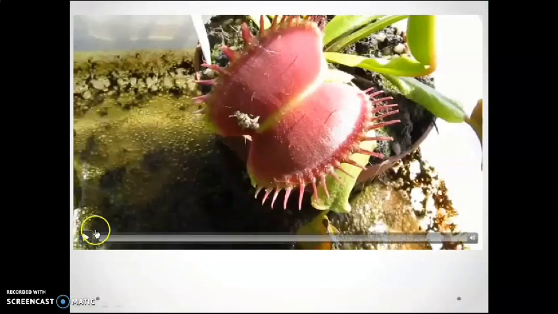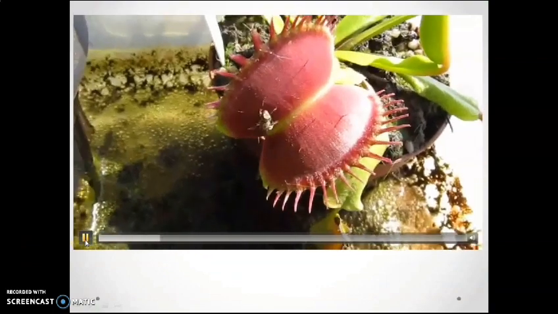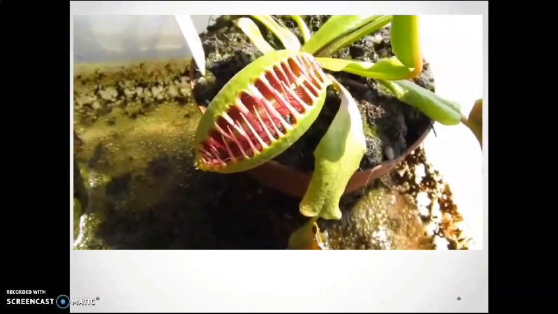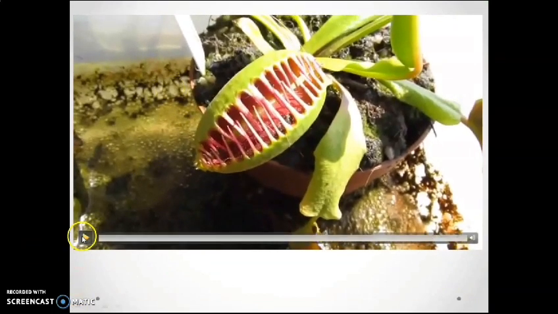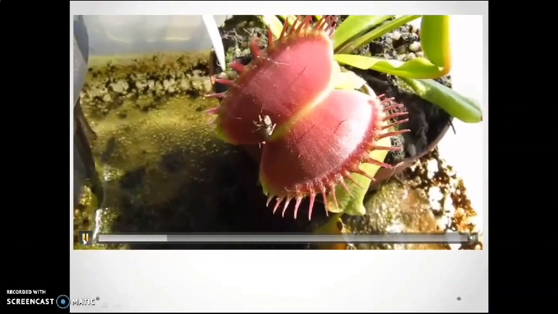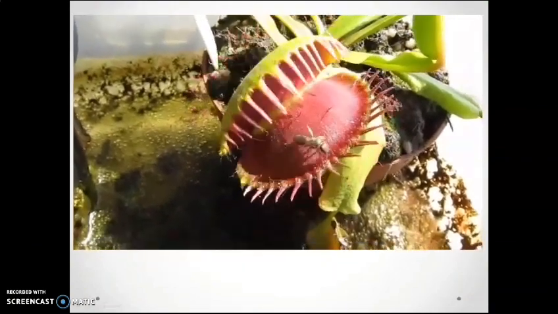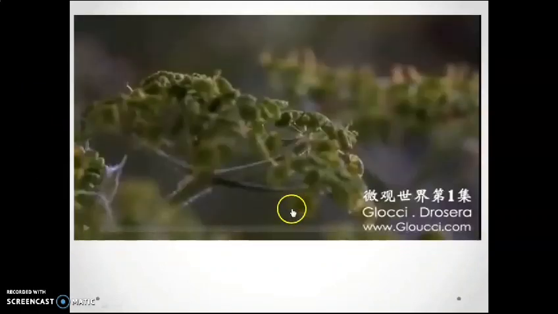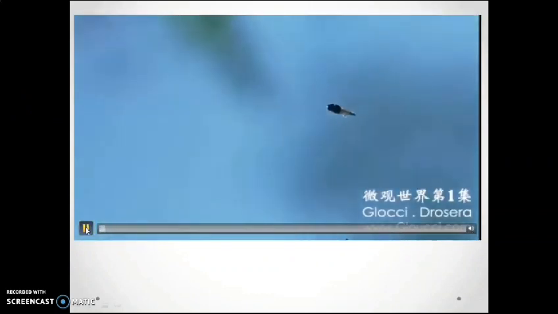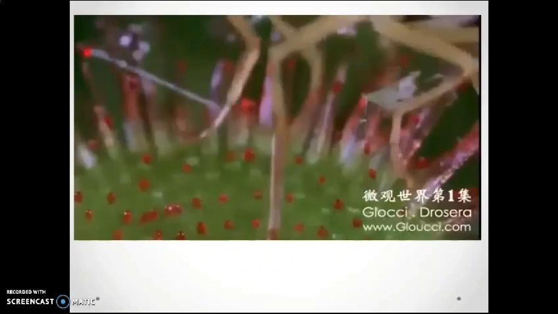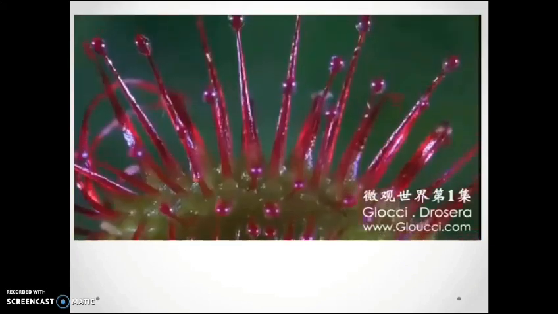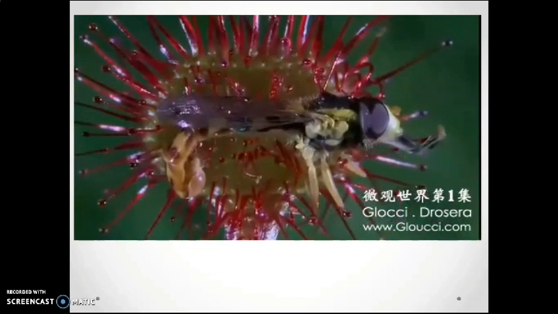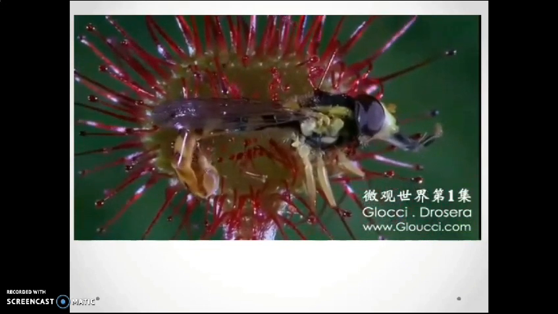And here is the mechanism of Dionaea. And the Drosera also. This is the mechanism of Drosera. How does it feed on the insect? The insect sticks on it.